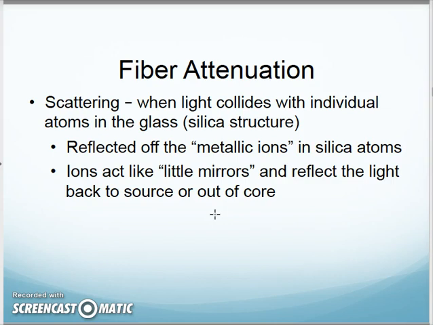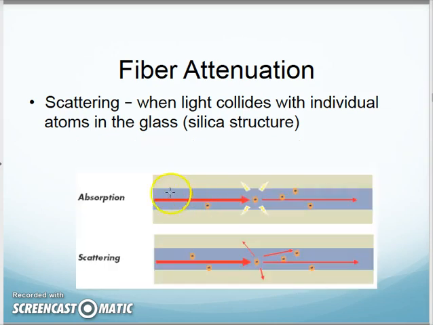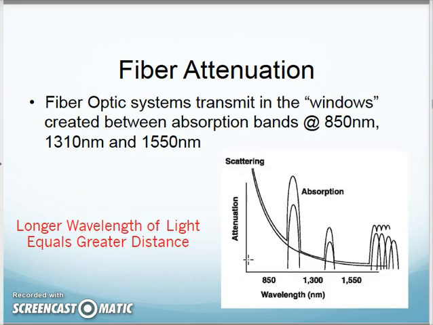So as the light is traveling down through the fiber optic, little particles of light reflect off these metallic ions and get reflected either back to the source or out of the core of the fiber. So as light is traveling down through a piece of fiber optic, it hits these little metallic ions and they reflect off. And again, that is signal loss. That's attenuation of fiber. That's the bigger cause of problems in fiber optic.